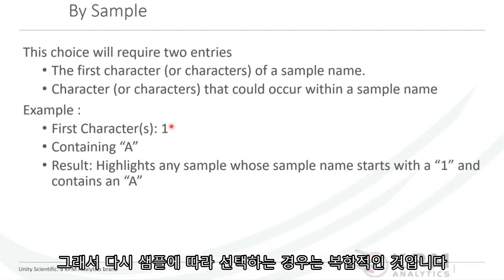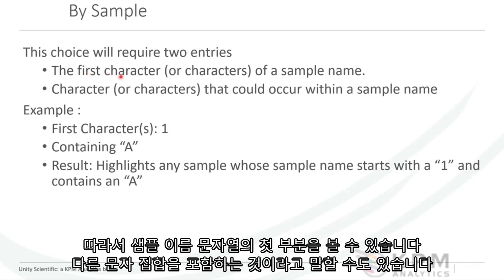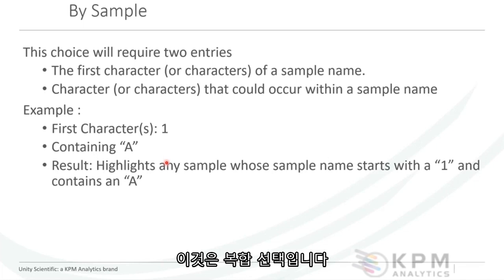So by sample, again, this is compound. You can look at the first part of a string of a sample name, and you can also say that it's including another set of characters. So this is a compound selection.